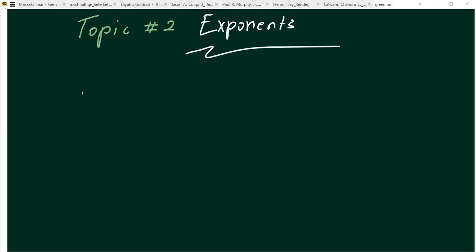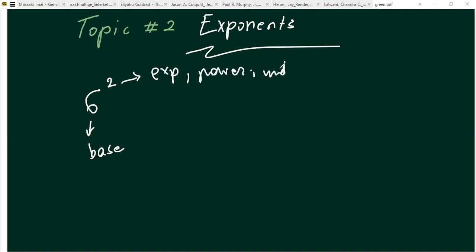For example, I write here 6 with exponent 2. In algebra, 6 is the base. 2 is the exponent, or power, or index. So, how should we calculate this expression? 6 with exponent 2. This number 2 tells us that 6 appears twice in the multiplication. So this expression equals 6 multiplied by 6, which equals 36.